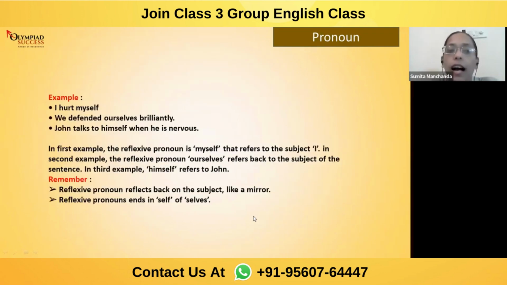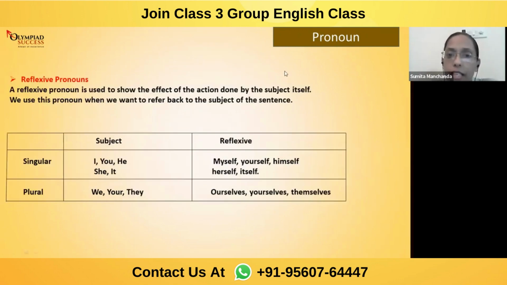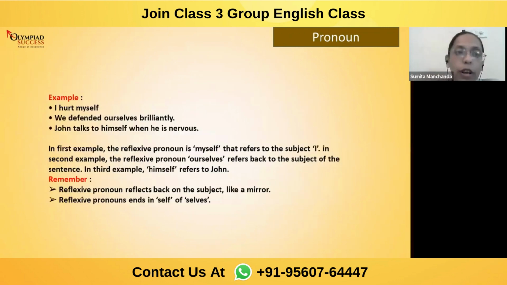Now look here. I hurt myself. When we did this earlier, the very first line was: action done by the subject itself. So these are all the subject words, my, your, him, her, it. I'm adding self to them to make them reflexive. When I say, I hurt myself, the subject is I, which goes with myself. And who got hurt? That particular subject only. I hurt myself. He hurt himself. So the action is done by the subject itself only.